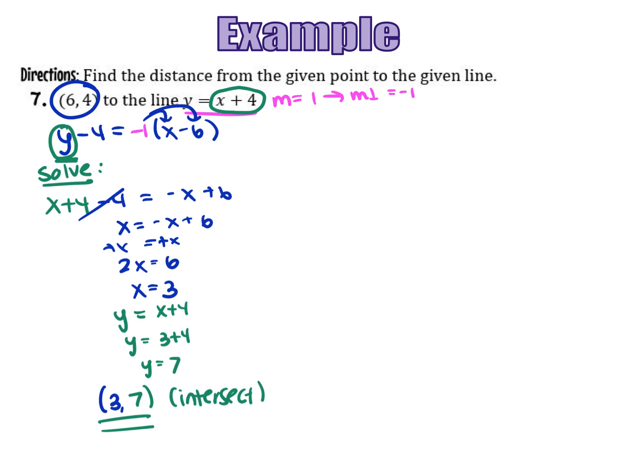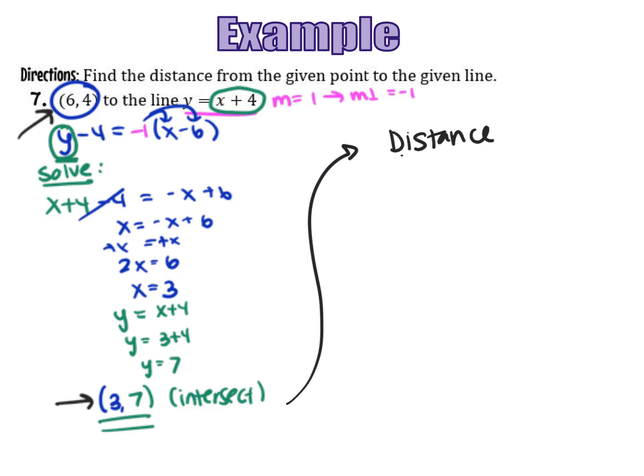So we needed this coordinate because now we're going to use the distance formula to find the distance between these 2 points that we cared about. So we're going to find the distance between the point (6, 4) and the point (3, 7) using the distance formula. So I'm going to encourage you to pause the video, set up the distance formula, and then unpause the video and see how you did.